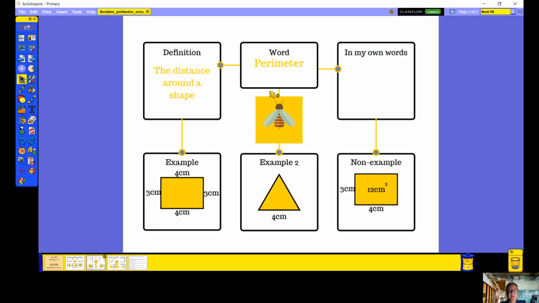So this is perimeter. This is the mathematical word, perimeter. This is the definition, the distance around a shape. Pop that into your own words. Here's an example. So here's a rectangle, and in this case, all 4 sides are labelled. If they weren't, if we only had that one and that one, we know that parallel sides have the same length.